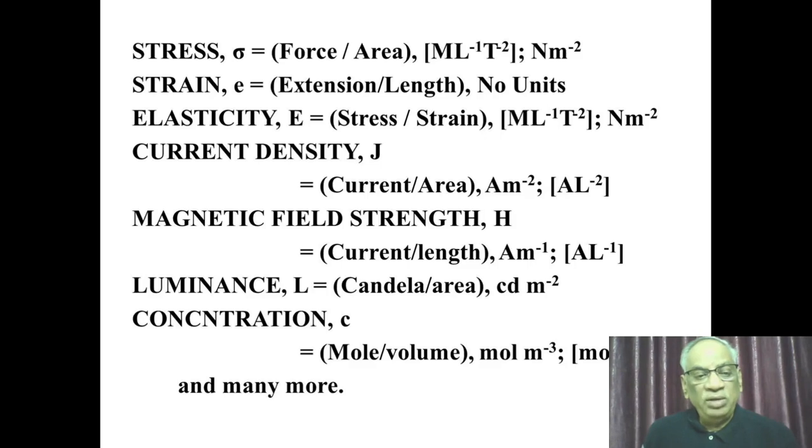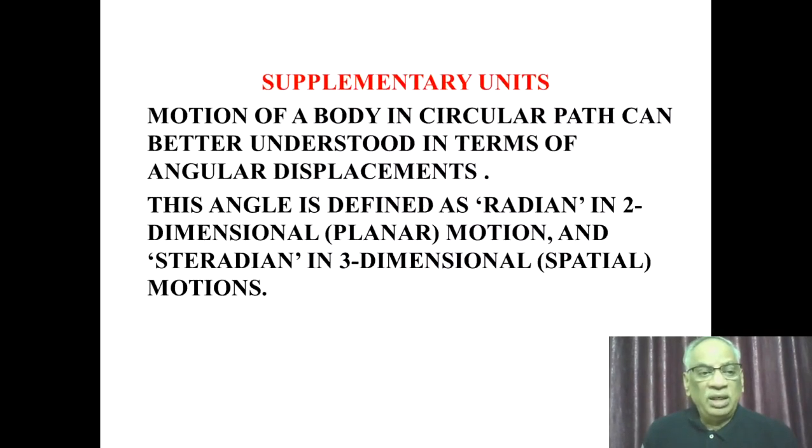In optics, luminance is candela per area, so how much area the light is passing through. That is given by cd m to the power minus 2. Any matter concentration is given by the number of moles present in the given volume, that is moles per meter cube. That is mol L to the power of minus 3 is the dimension for that. Like this, many more dimensions can be obtained depending on the physical quantity we are talking about. These are all derived units.